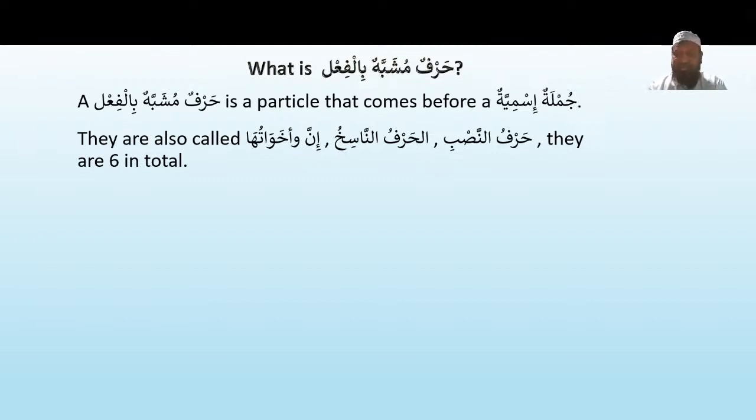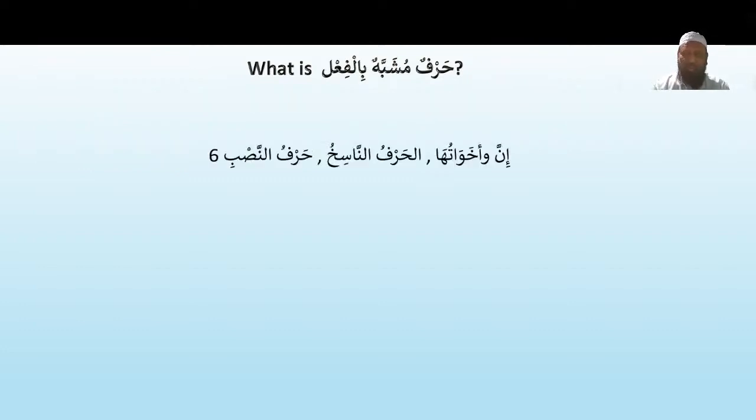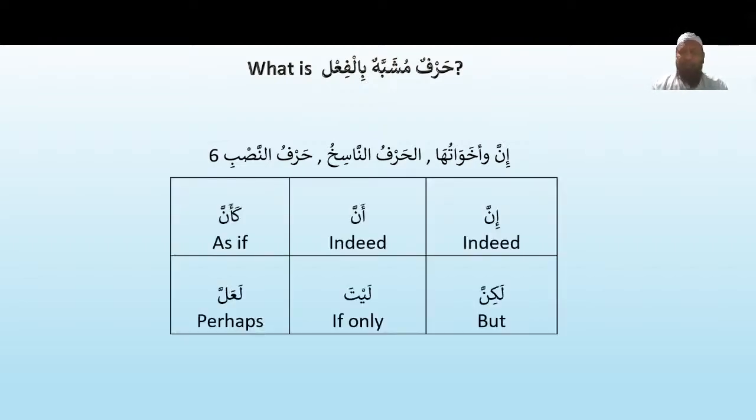And harfun nasb, again the name suggests these harfs give a nasb, or make the ism in mansub case. So there are 6 in total. So inna wa akhawatuha, 6 in total. So let's see what are these 6. Inna wa akhawatuha, or al-harfun nasikhu, or harfun nasb. There are 6. What are they?